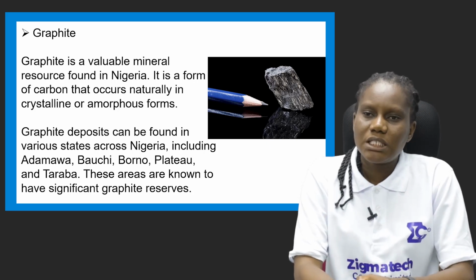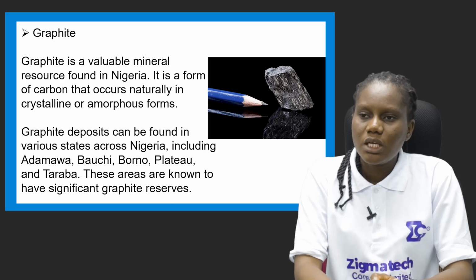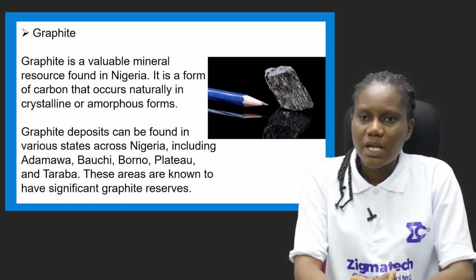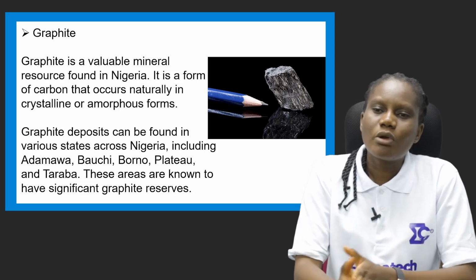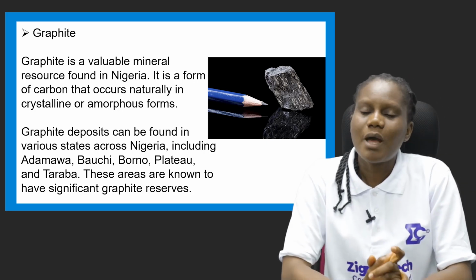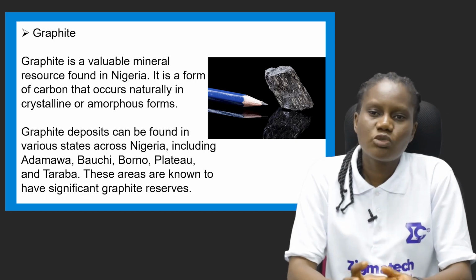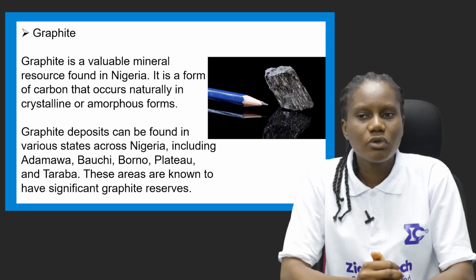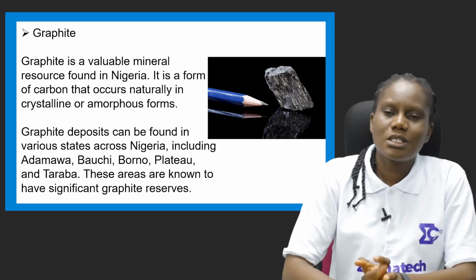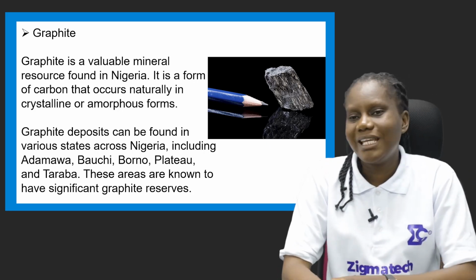So the next mineral resource we are looking at is graphite. So graphite is a valuable mineral resource found in Nigeria. It is a form of carbon that occurs naturally in crystalline or amorphous forms. It occurs in either crystalline form or in amorphous form.